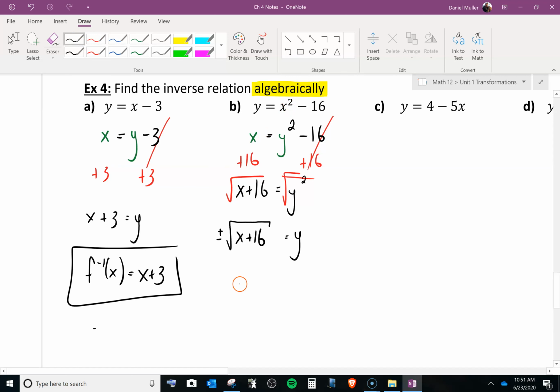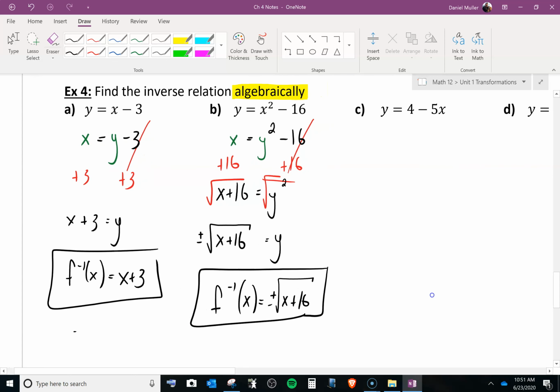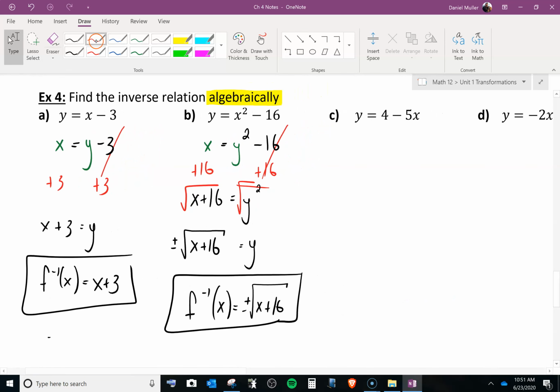So anyways, we can write this down. This is now isolated. F negative 1 of x is equal to plus or minus the square root of x plus 16. So let's try another one. Make this my x, make this my y.